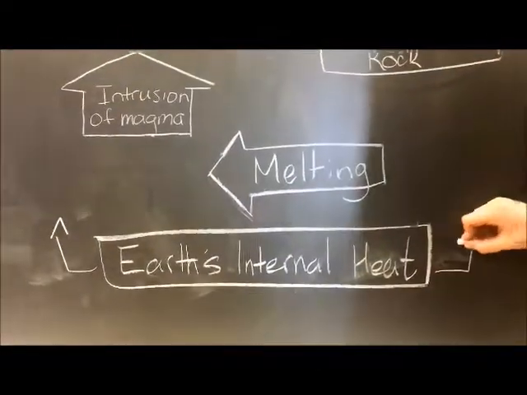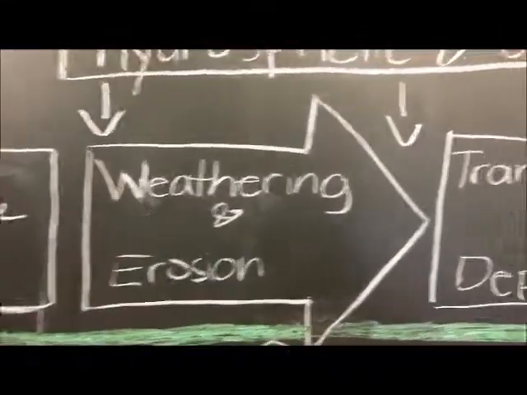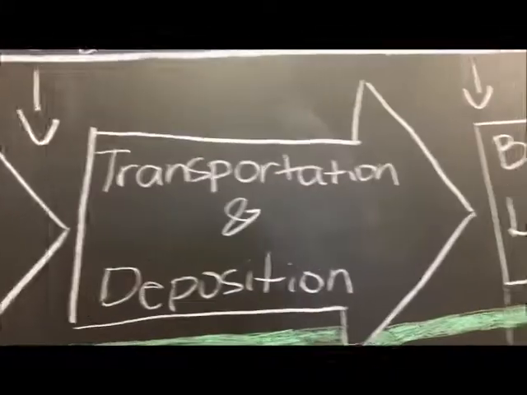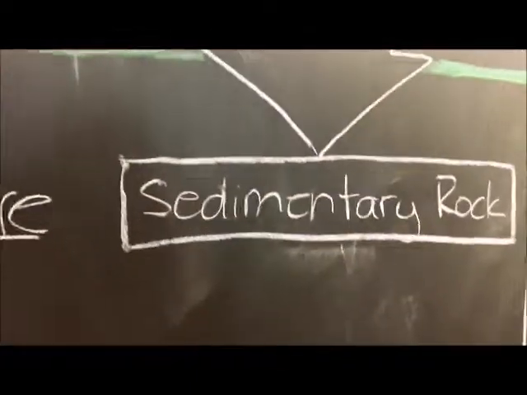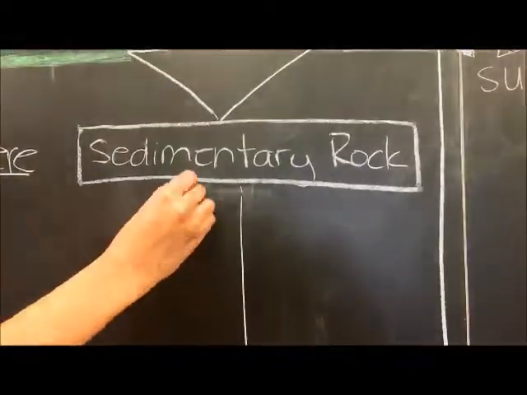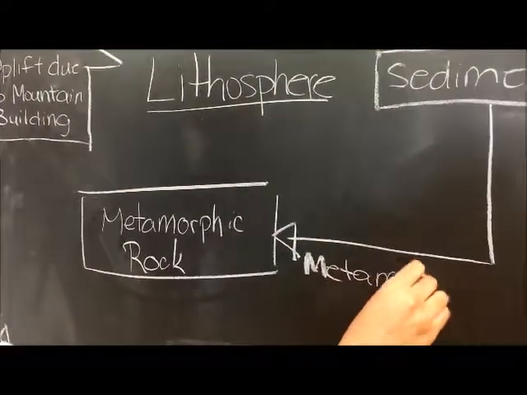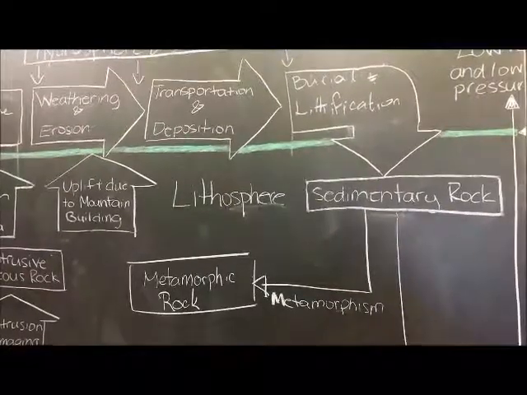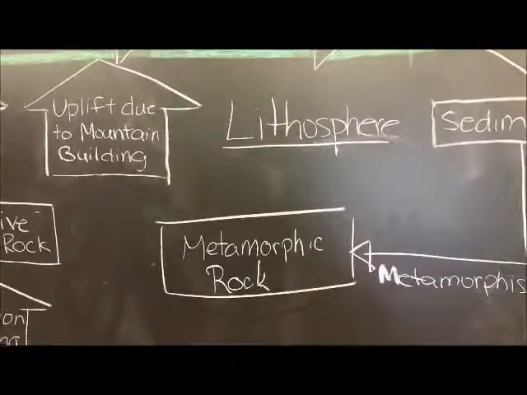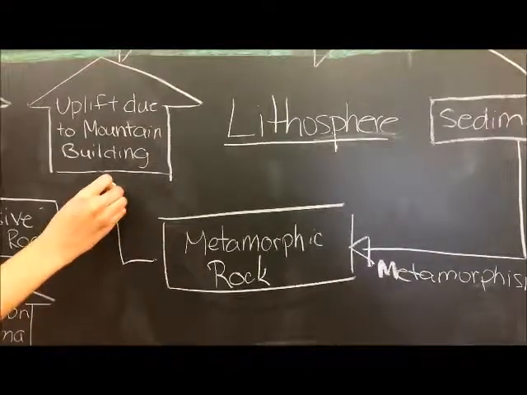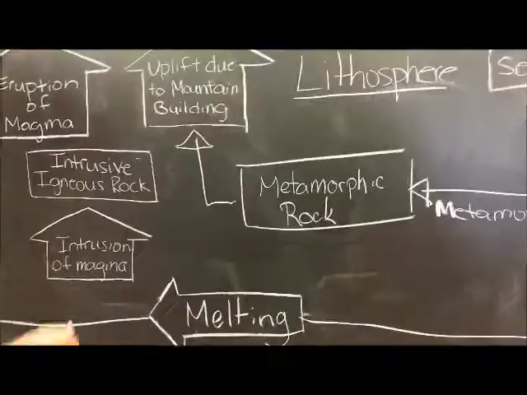When extrusive igneous rocks are exposed to weathering, erosion, transportation, decomposition, burial, and lithification, the result is sedimentary rock, which can become extrusive igneous rock again through melting. Sedimentary rock can also become metamorphic rock if put through the process of metamorphism. Both results occur within the lithosphere. Metamorphic rock can reach the Earth's surface through uplift due to mountain building.